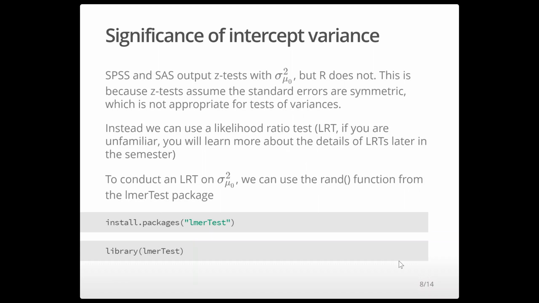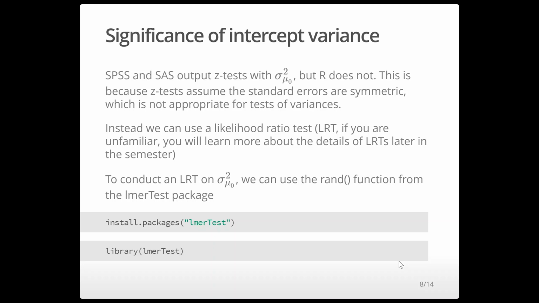In SPSS and SAS, you get an output for sigma squared mu with z-tests, and you won't get this with R. The reason is that z-tests assume that standard errors are symmetric, and that's not really appropriate for testing variances. And so the people who wrote lme4 just decided we're not even going to give this to you the way some other software does. We could go through how to do it on your own, but it's not something you really ever need to or should do. We're going to talk about better methods instead. In this case, the better method for testing the significance of a variance is a likelihood ratio test. And you're going to talk more about what likelihood ratio tests are later in the semester if you haven't looked at these before.